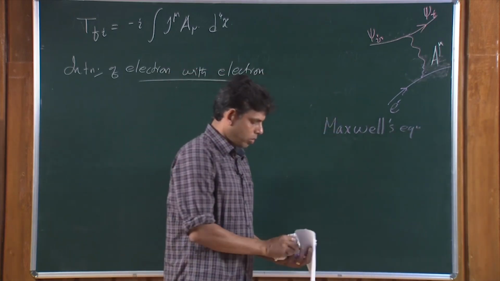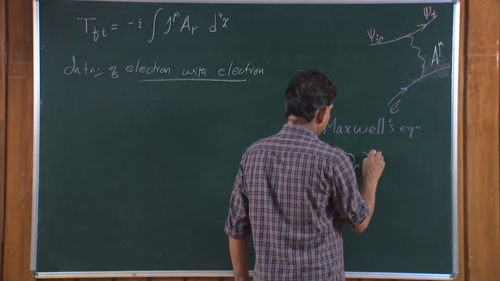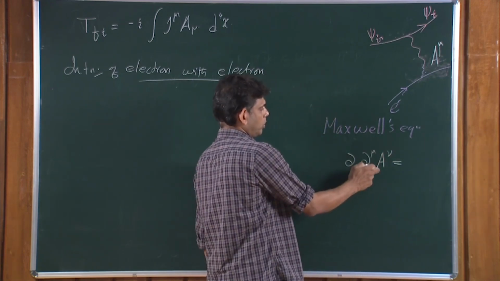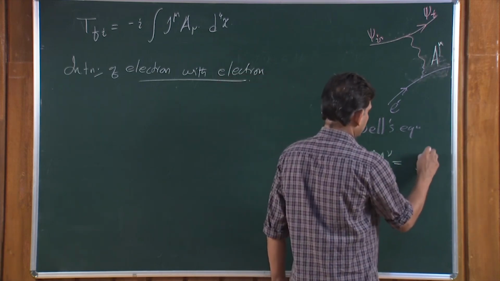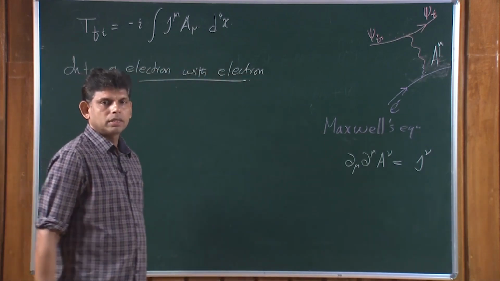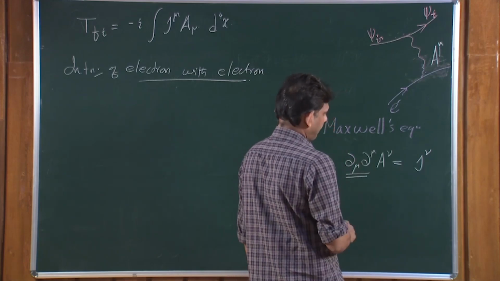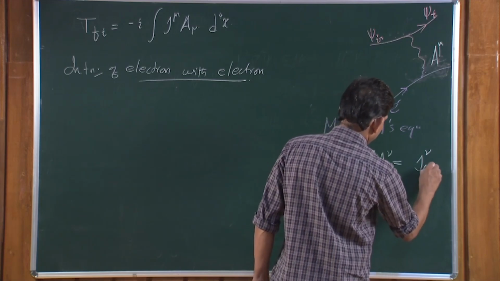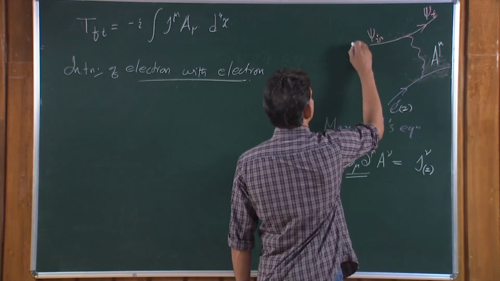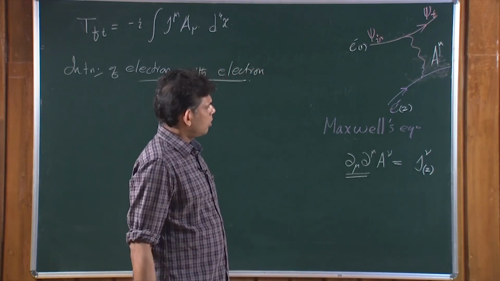written in terms of the potential is dou mu dou mu A nu equal to j nu, where j nu, the right hand side, is the source. So, this is now given by the source electron, the second electron. Let me represent it by 2 and this one by 1, electron 1 and electron 2.